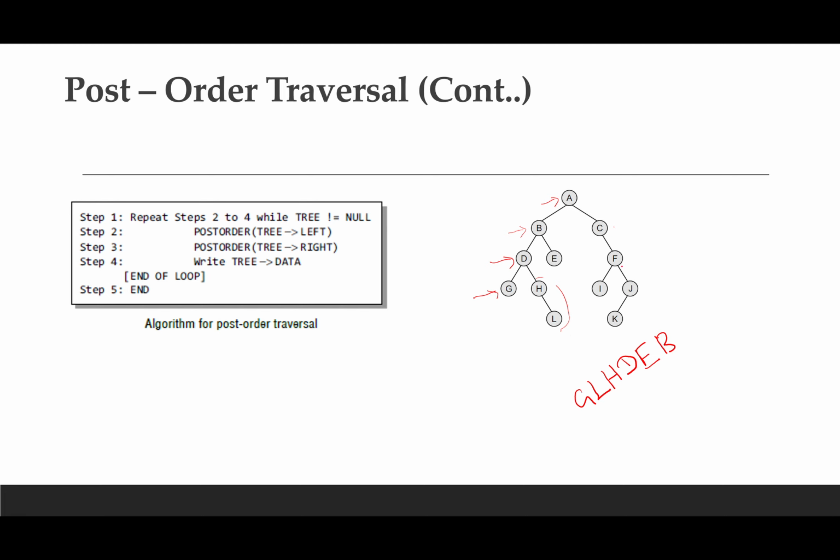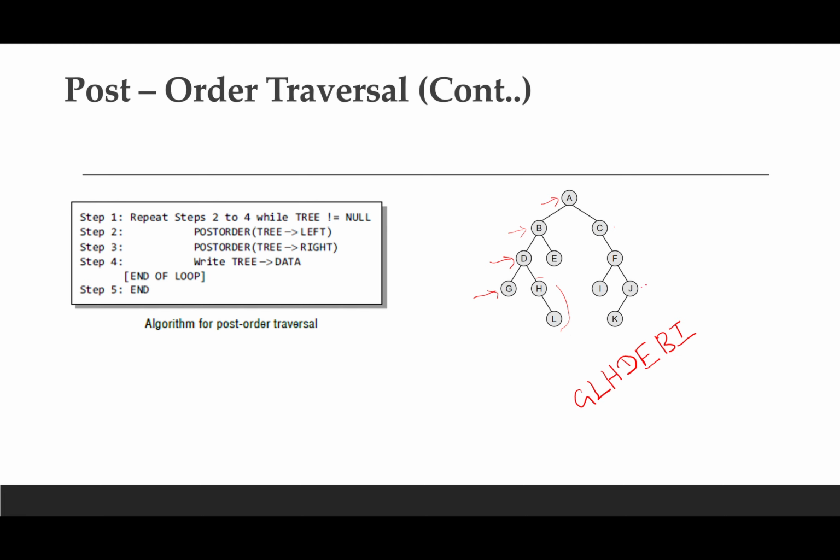For F, we check whether it has a left child. Yes, the left child is I. Then we check whether I has a left child. It doesn't. Then we check whether I has a right child. I doesn't have a right child. So after E and B, we can visit I. Then we check the parent of I, which is F.